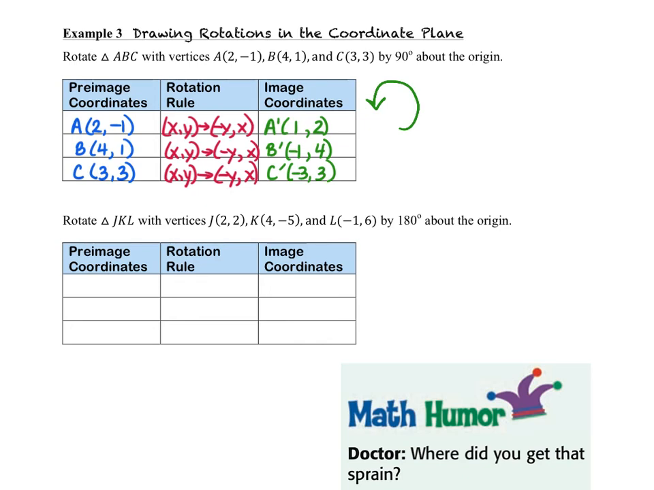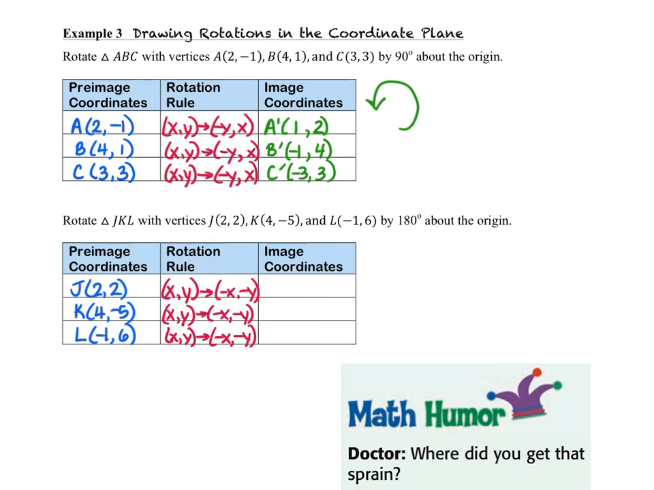All right, let's take a look at the next example. We want to rotate triangle JKL with the vertices given to us by 180 degrees about the origin. So once again, we're going to begin by writing down our pre-image coordinates. The next thing that we need is our rotation rule, and if you remember, we said that both the x and the y coordinate are going to go negative because we're changing from one quadrant to the opposite quadrant when we rotate 180 degrees. And our rotation rule then is (x, y) maps to (-x, -y).